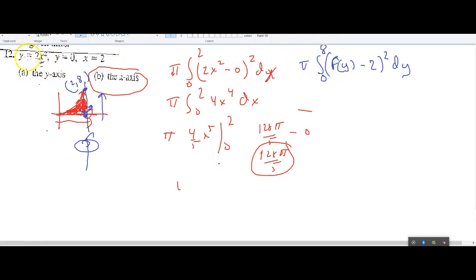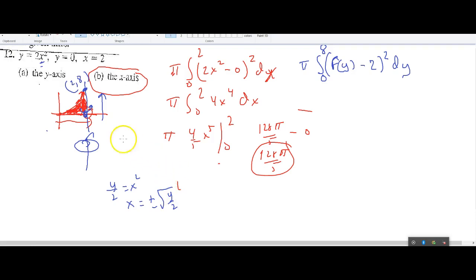Now I have to switch my graph around because my function's not working. So y equals 1/2 x squared, divided by 2. In other words, I'm going to solve for what x is equal to, right? Because I'm going in the y direction. x equals plus or minus the square root of y over 2.